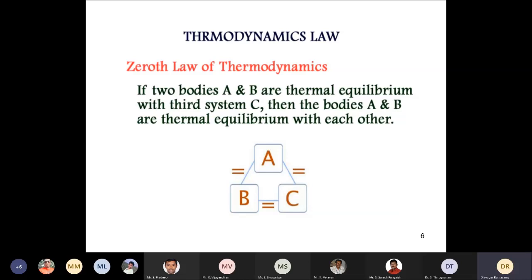Before starting the laws of thermodynamics, we should know about the zeroth law of thermodynamics. The zeroth law was invented in the year 1920. The interesting thing is that before the zeroth law was invented, they had already found the first law, the second law, and the entropy concepts, and they had found the third law.